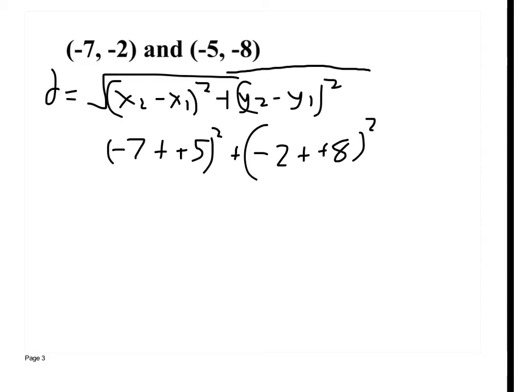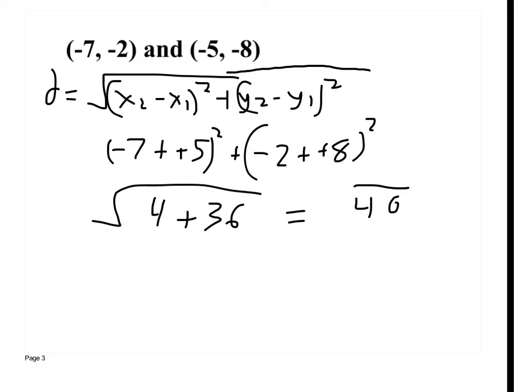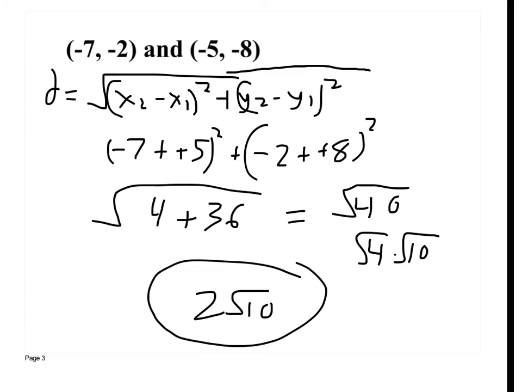Negative 7 plus 5 is negative 2. Negative 2 squared is 4. Negative 2 plus 8 is 6. 6 squared is 36. So I have the square root of 40, which I can break down into 4 and 10, which will give me 2 square root of 10, and that's my answer. If I don't have a calculator, I can leave it at that.